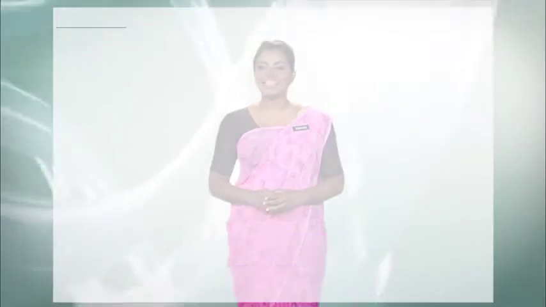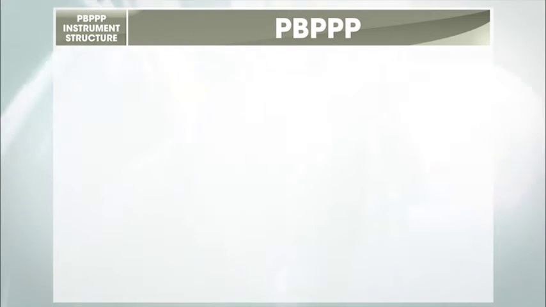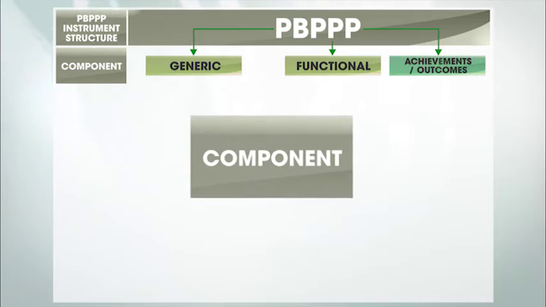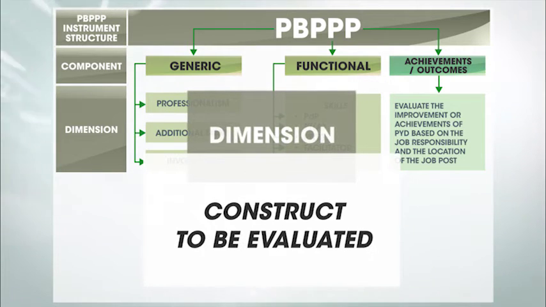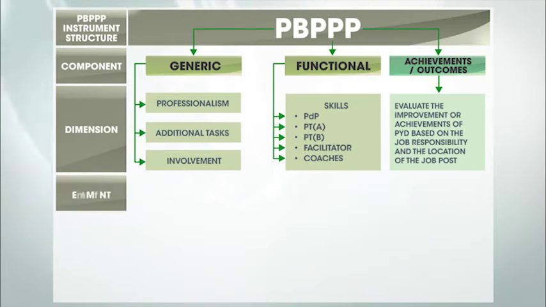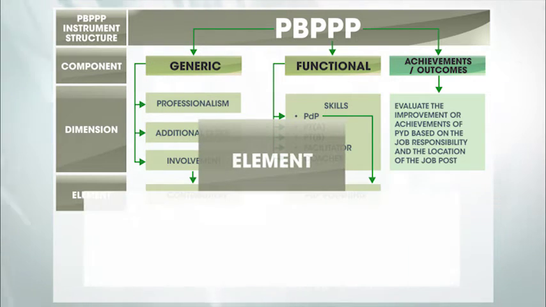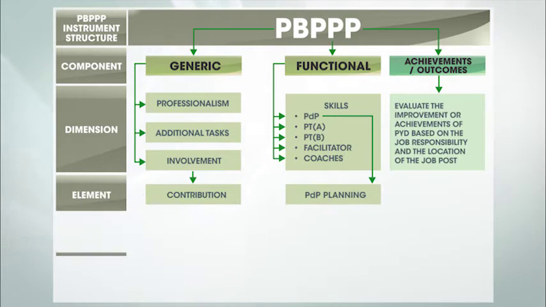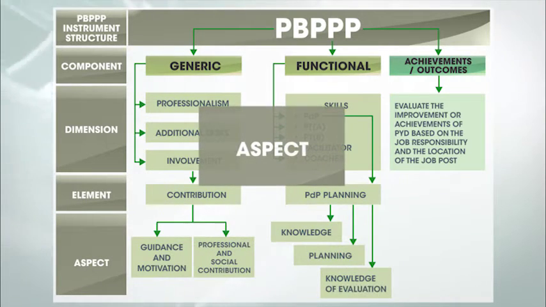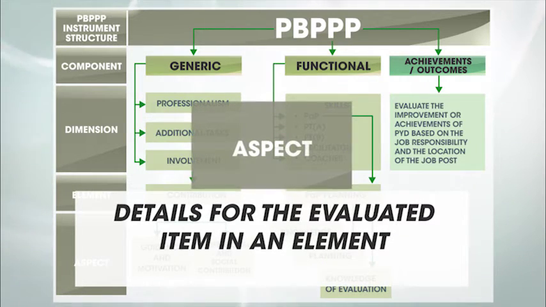Drafting the Pbppp instruments. The Pbppp instrument was designed on the following principles and processes. The Pbppp instrument is made up of several structures. The first structure is the component. The second structure is the dimension, which describes the construct for evaluation. The third structure is element. The element is variable for a dimension, specifically of a construct. And the fourth structure is aspect, which is the breakdown of the items to be evaluated in an element.